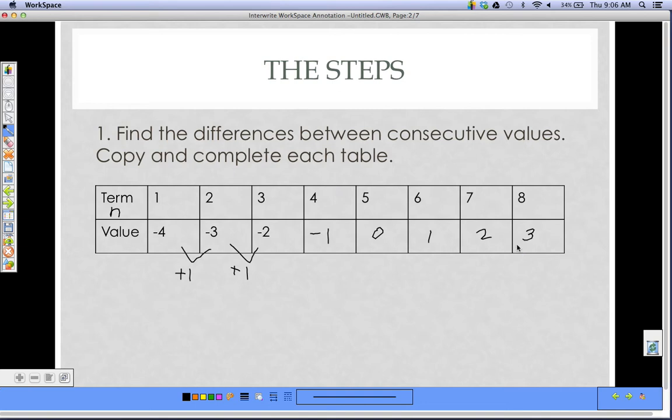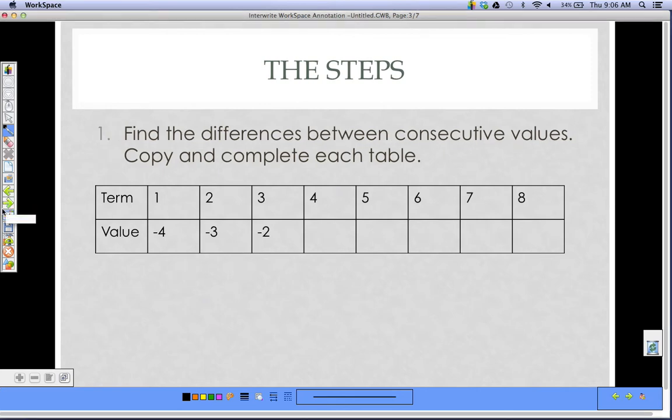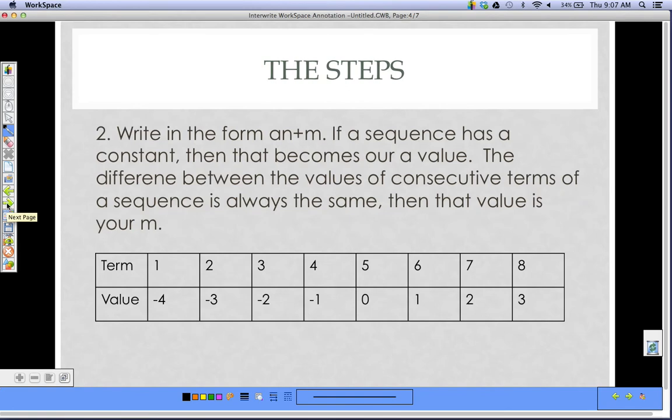Okay, step number 2 then. Oops, sorry, same slide, ignore that one. Step 2 is we are going to write it in the form of an plus m. So we're going to talk about what a means and what m means, but these are what are going to change. Only the a, only the m. The n will remain constant.